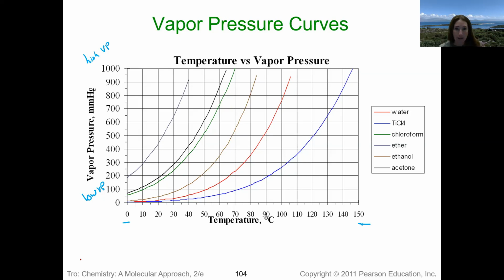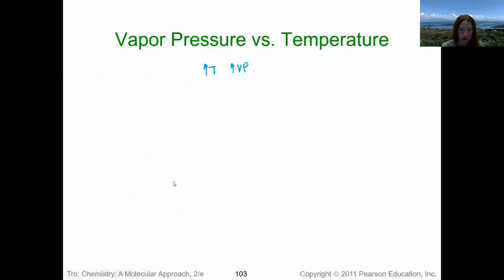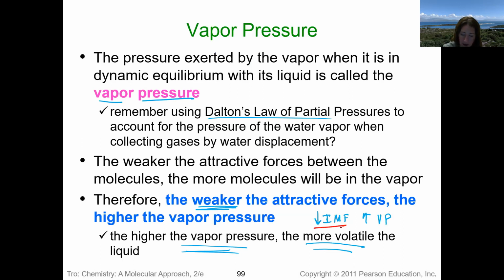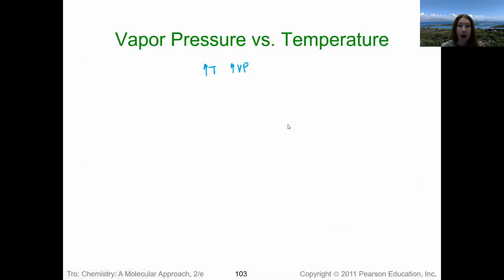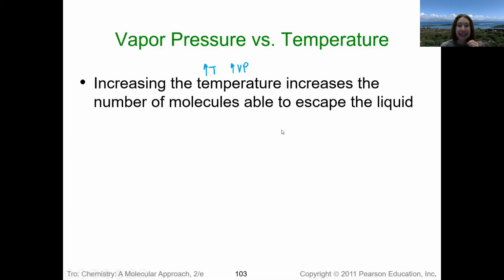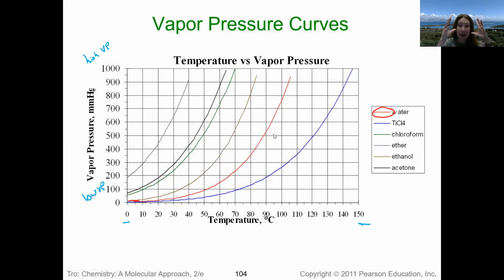So a low vapor pressure, right? If we look at a low vapor pressure, let's just look at our water here. Our water has a very low vapor pressure, so it has strong intermolecular forces, meaning not a lot of molecules escape into the gaseous phase, right? Weak intermolecular forces, high vapor pressure. Strong intermolecular forces, low vapor pressure, right? The stronger the intermolecular forces are, the harder it's going to be to break them, which means fewer molecules are going to be able to escape into the gas phase.